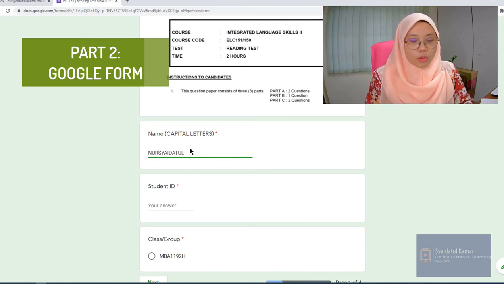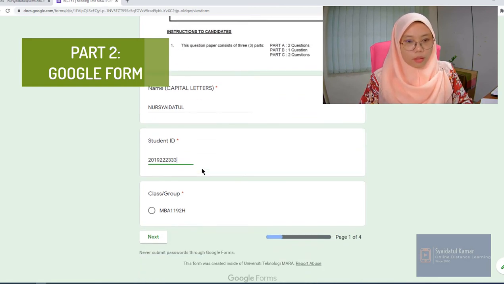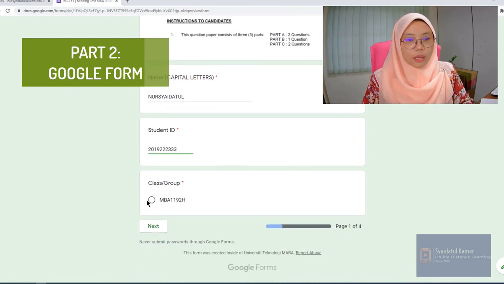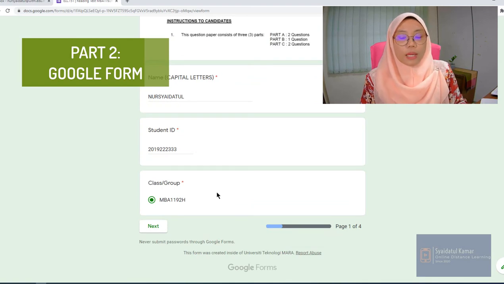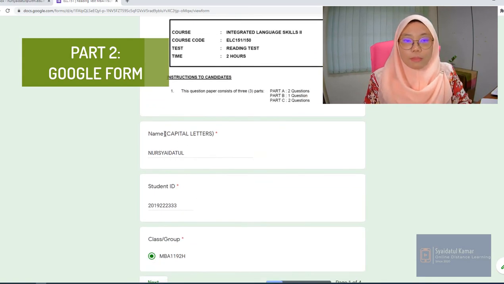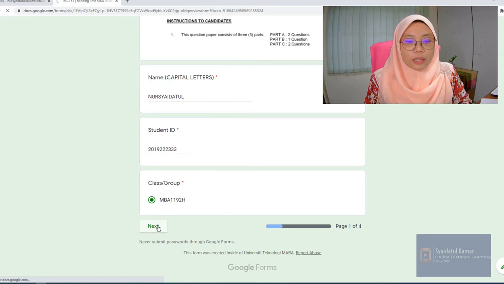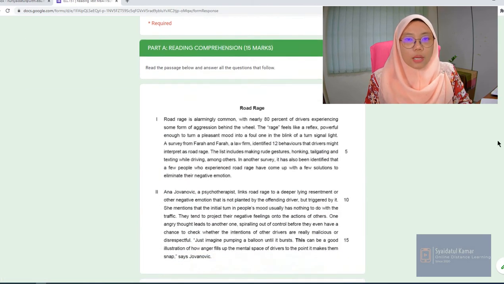Okay, so give your name, your student ID, and then your group. After you have filled in all of the information, remember your name must be in capital letters, with the correct student ID and the group part, and then click next. Then you will come across the article.